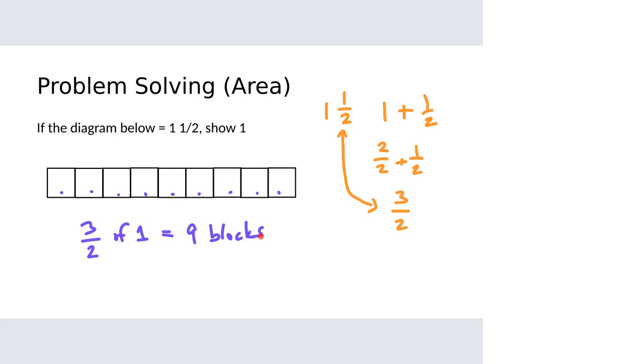And I'm actually going to set up an equation here for this. All right, so let's see then. 3/2 of is multiply. 1 is the thing I'm trying to find, so I'm going to call that x, and that's 9 blocks. And now I have this equation I can solve. What am I going to do to get this 3/2 to go away? What do I need to do on the left-hand side to make that 3/2 go away?